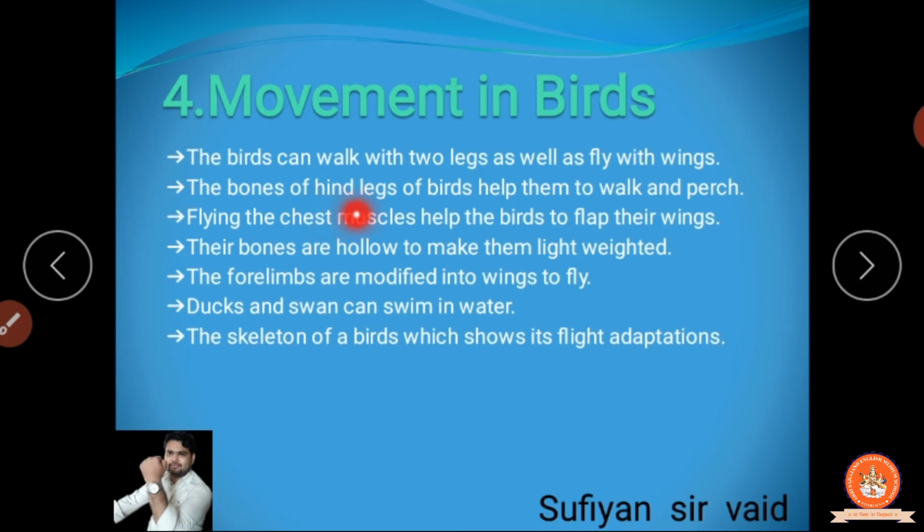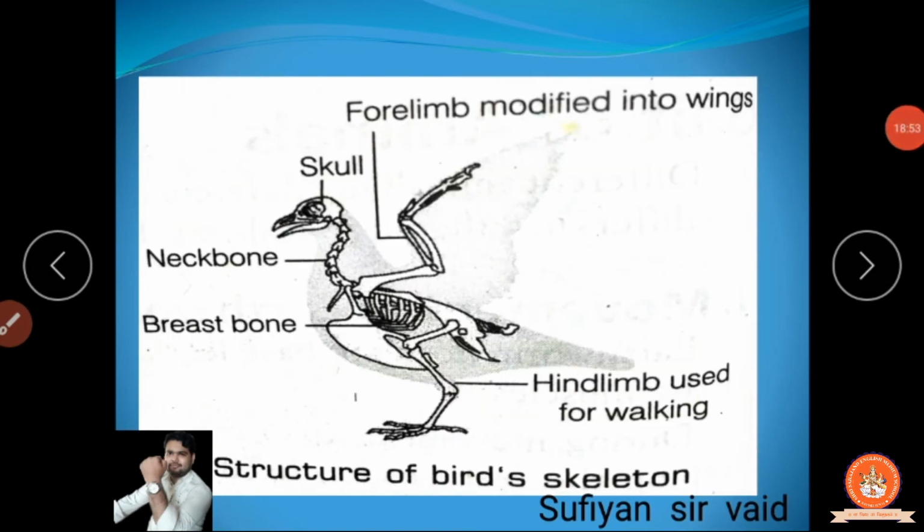The bones of the hind legs of birds help them to walk and perch. Clear? So you can observe it here, this is the hind limb. Here they are able to walk, and if they want to take anything, they can pinch it.